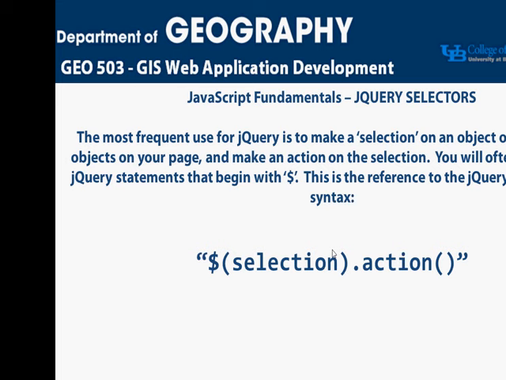So basic syntax, you have $, and then parentheses, and inside the parentheses is the item or items, dot, and then an action. So the $ sign tells us, okay, a jQuery statement's coming. This tells us what object on the DOM we want to work with, dot, and then what do we want to do with it. So there's a basic general introduction to jQuery syntax.